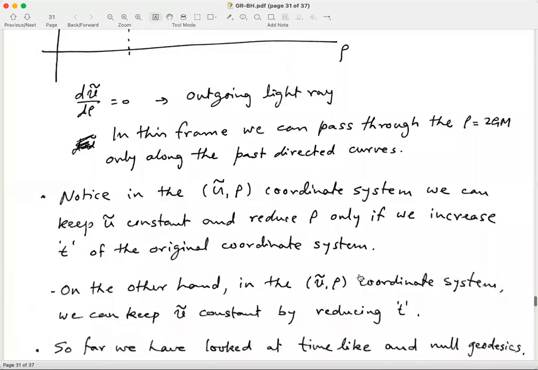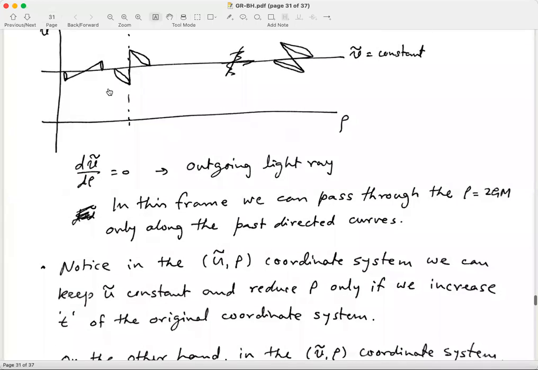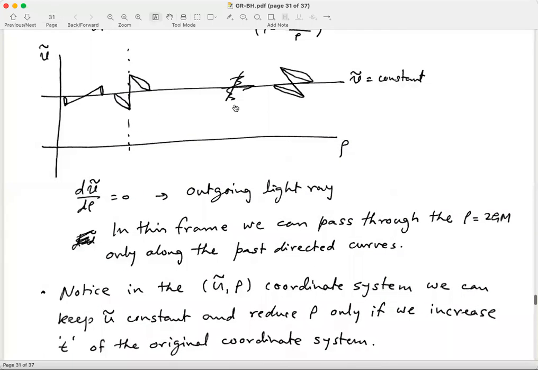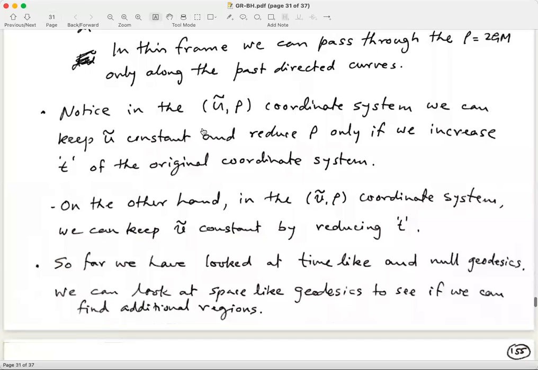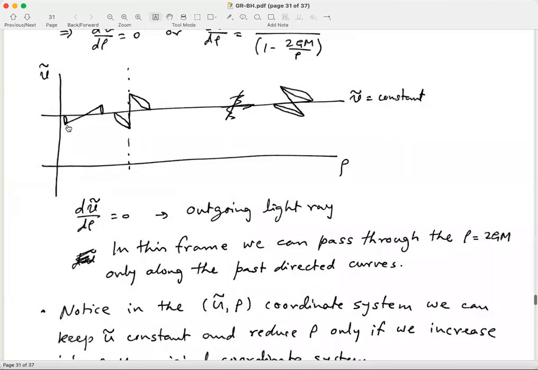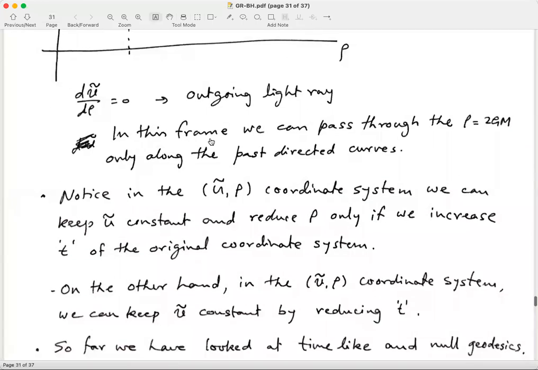On the other hand, if you are in the v tilde coordinate system, then you can hold v tilde constant, which means you are on this horizontal line, and reduce rho only if you go backwards in time. Okay, simply because your light cone is facing this way, and the time direction is going up in this direction. So therefore, if you want to reduce rho, you have to reduce time in the original coordinate system.